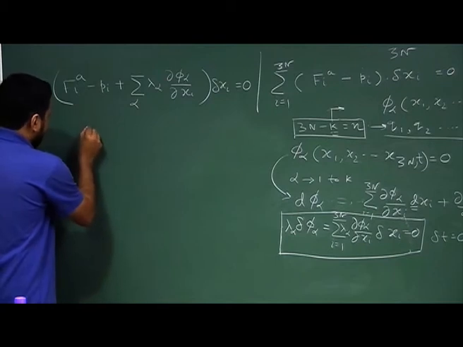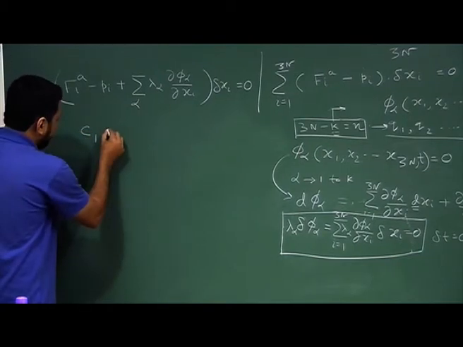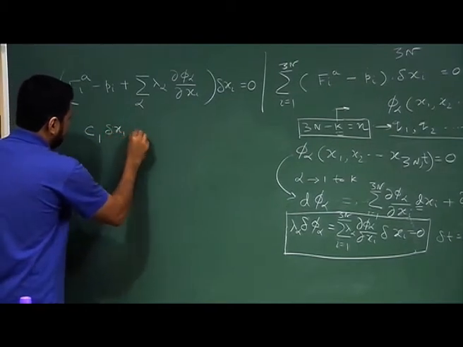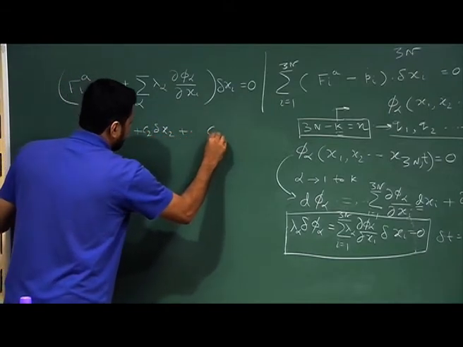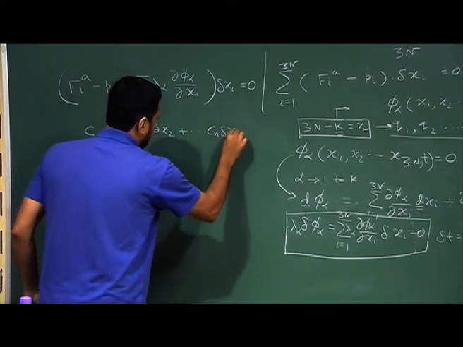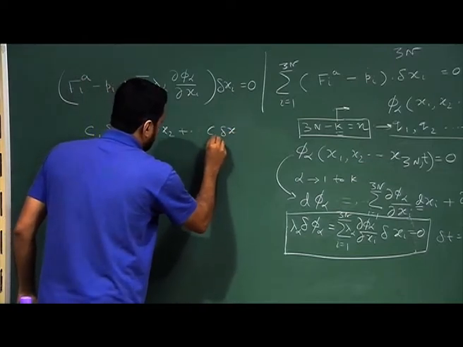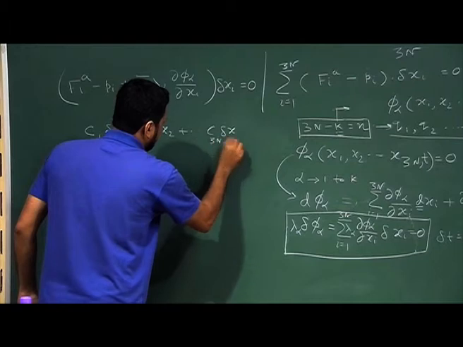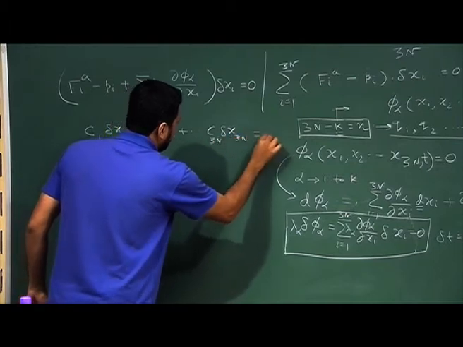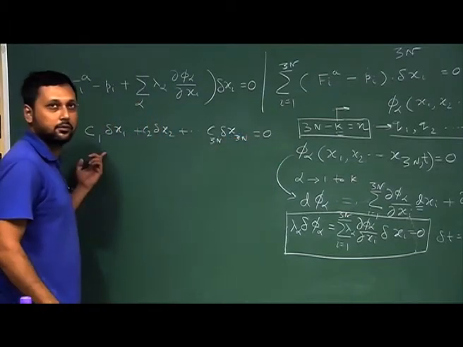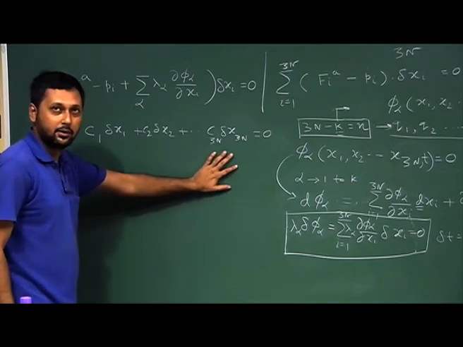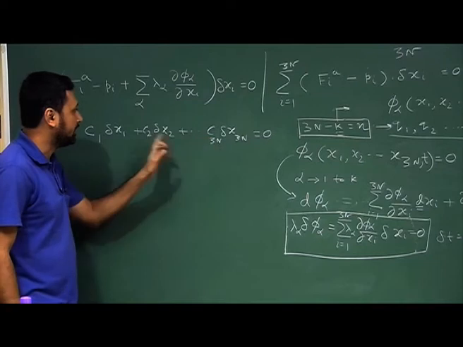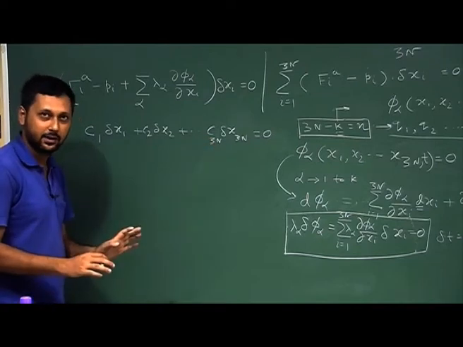Let's say we have a series like this: C1 delta x1 plus C2 delta x2 up to C3n delta x3n equal to 0. We have an equation of this form. Now, because the x's are not independent, we cannot say that C1, C2, C3 up to C3n vanish independently.